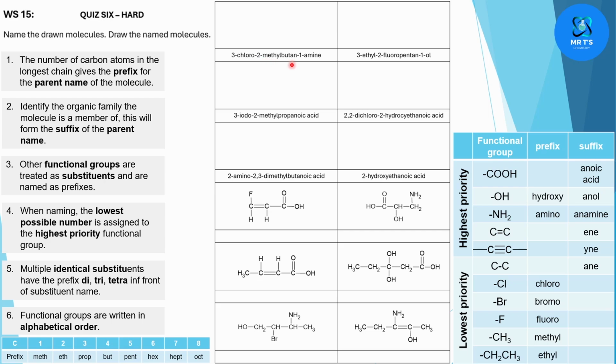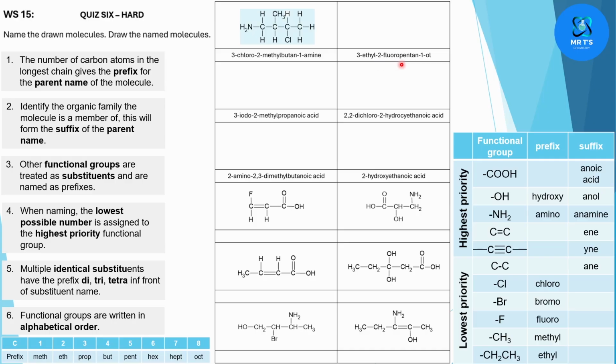3-chloro-2-methylbutan-1-amine. Okay, so we've got 4 carbons in a row because it's but-. We've got an amine group coming off the first carbon, then a methyl off the second, and a chlorine off the third. Amine, methyl, chlorine. Nice and straightforward.